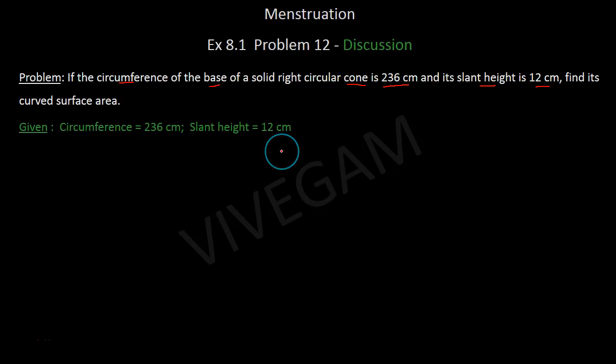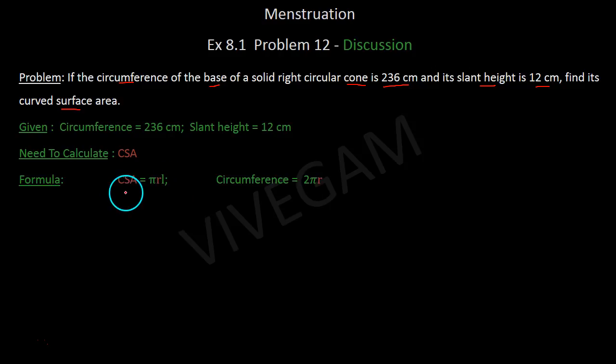Next, let's list what is asked. We are asked to find the curved surface area. We need to calculate the curved surface area. Next, let's list the formulas. Curved surface area of a cone is pi into r into L. But if you look at this formula, there is one unknown on the right side. Radius is not known. So unless we have the radius, we will not be able to calculate CSA. So this formula cannot be used as of now.